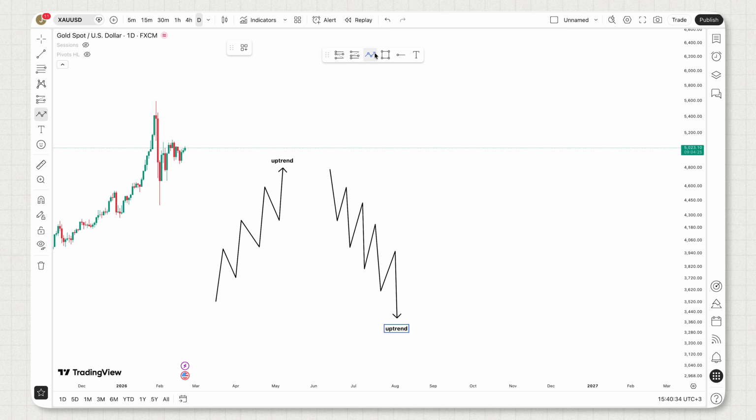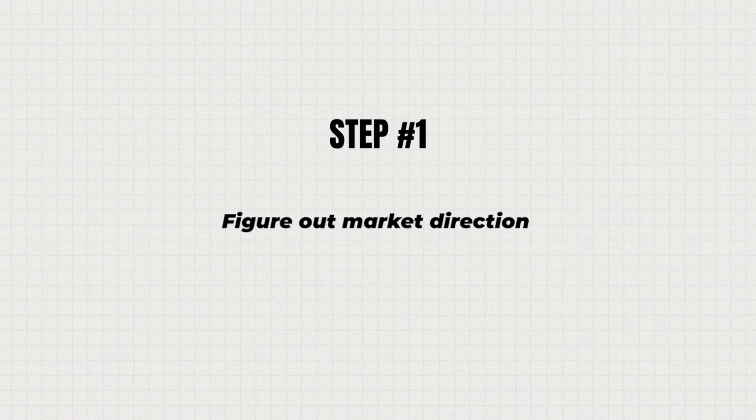And then if the market is ranging, that is just going to be consolidation. For those of you who don't know, consolidation usually looks like this. It's when the market is not moving up and it's also not moving down. It's just in one stagnant state and it's not going anywhere. That is consolidation. Step one is figuring out, where is the market heading?